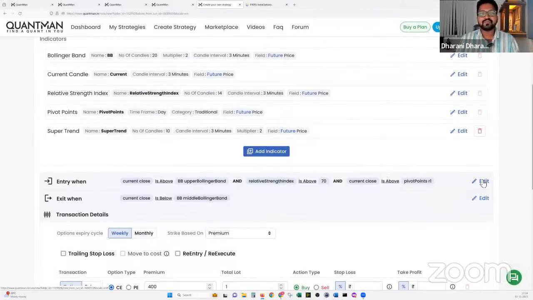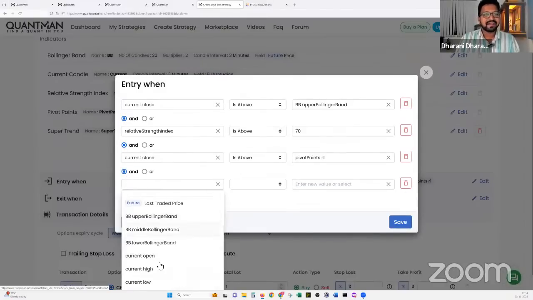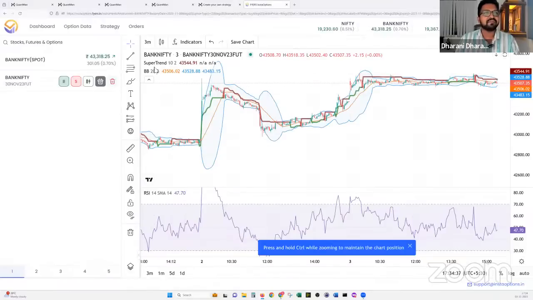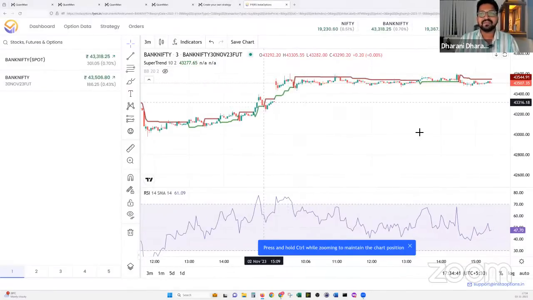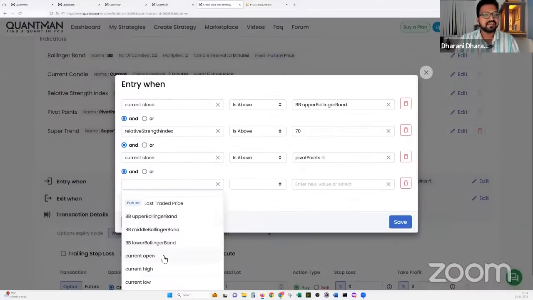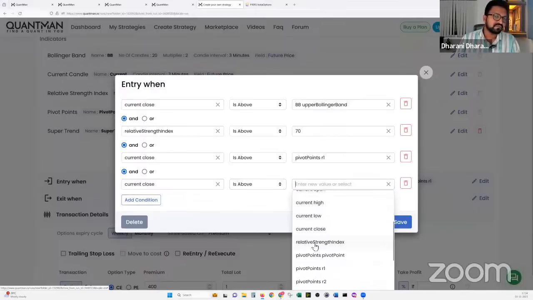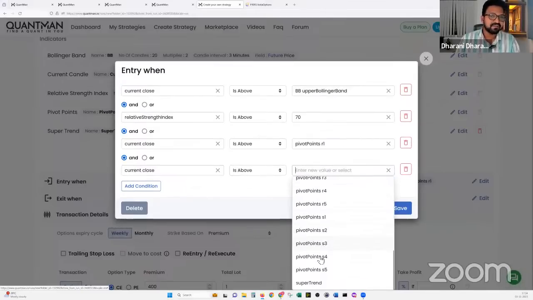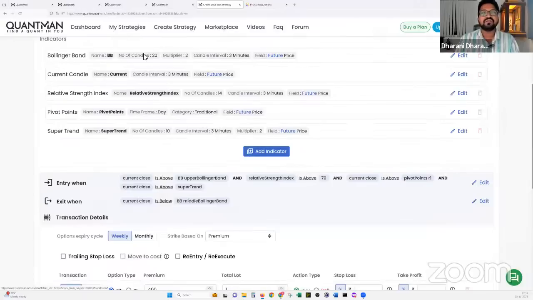Okay, so now I'm just going to click on entry when I'm going to take my trade. Whenever my current candle close is above the super trend level, I'm going to take my trade. Okay, so I say current candle close is above the level of super trend, I'm just going to take my trade. So this is the entry condition.